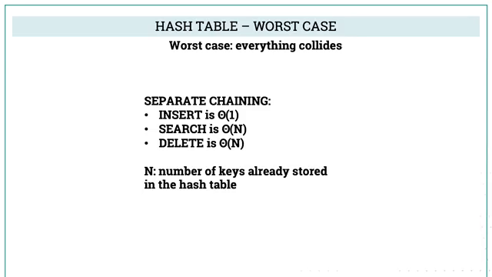Let's quickly analyze the case of separate chaining. The worst case occurs when everything collides, that is, when all numbers hash to the same bucket. In that case, only insert is θ(1) if you insert at the start of the linked list. If you have to search for a number, you must go through the entire list in the worst case. If the list has n numbers, doing that will take n operations. Therefore, search is θ(n). Finally, if you have to delete a number, you first have to search for it. That is why delete is also θ(n).